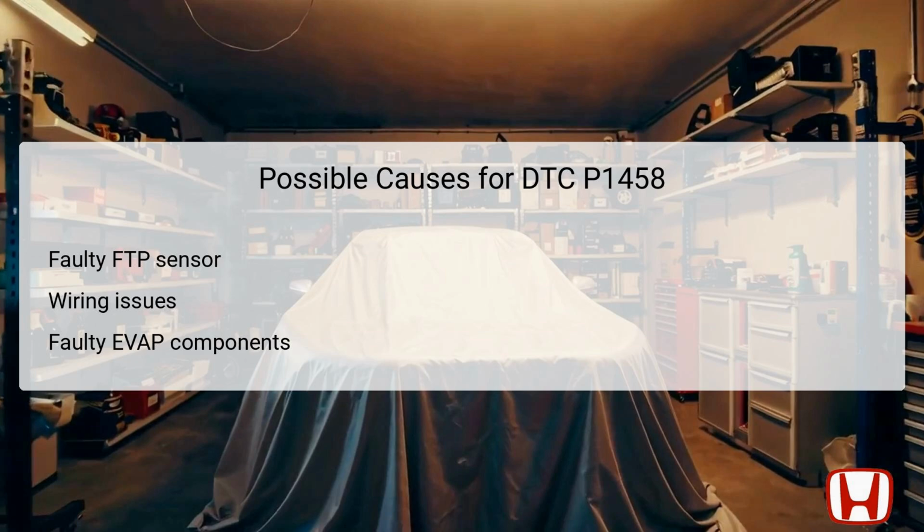A faulty FTP sensor is the most common reason for this error code, as it may not provide accurate pressure readings. Additionally, wiring issues such as frayed wires or poor connections can interrupt the signal the sensor sends to the PCM, eliciting code P1458. Other related components, such as the EVAP canister vent shut valve, may also contribute to the issue if they malfunction or become blocked.